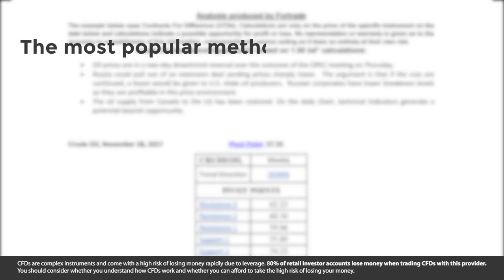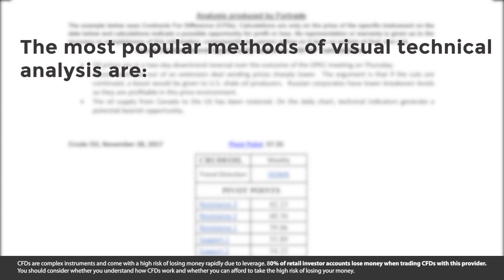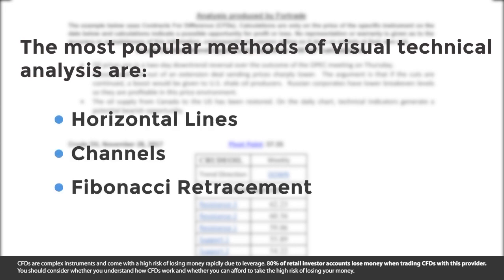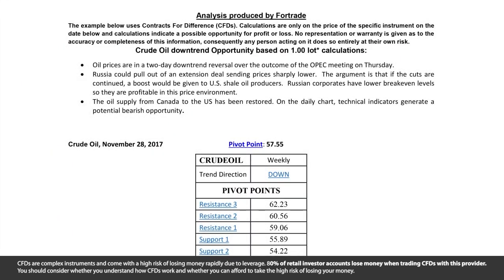The most popular methods of visual technical analysis are horizontal lines, channels, Fibonacci retracement, and moving averages, among others. These are used as part of technical analysis in order to determine support and resistance levels.